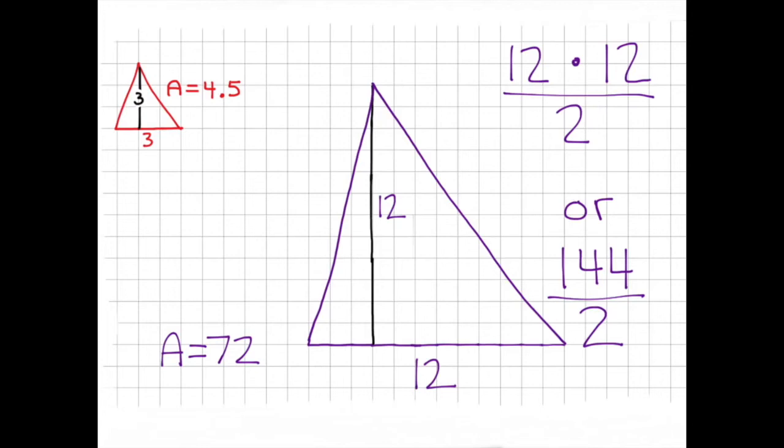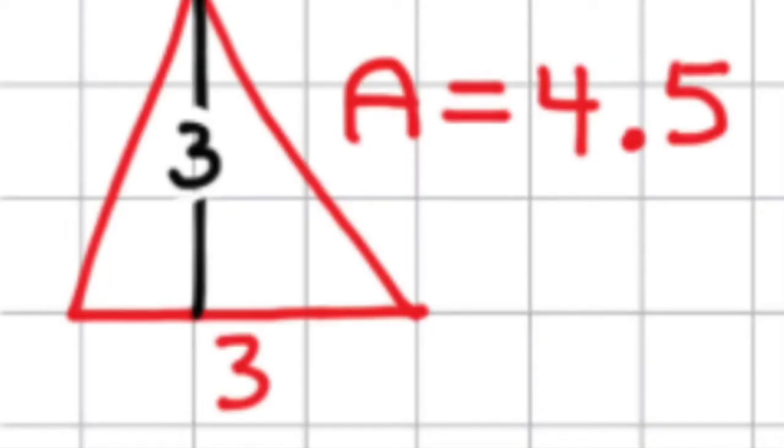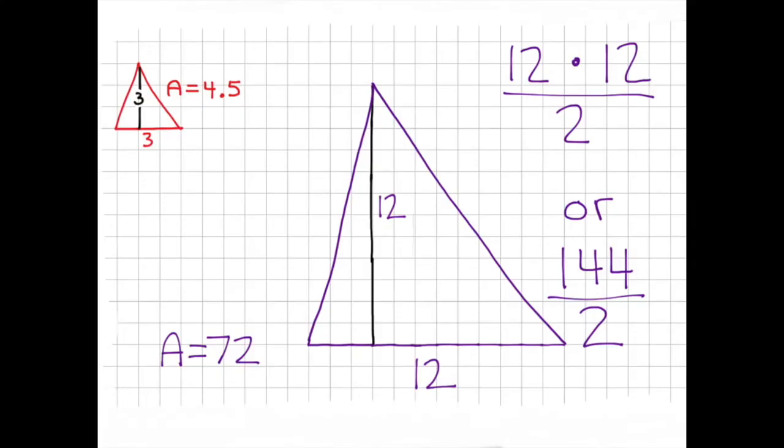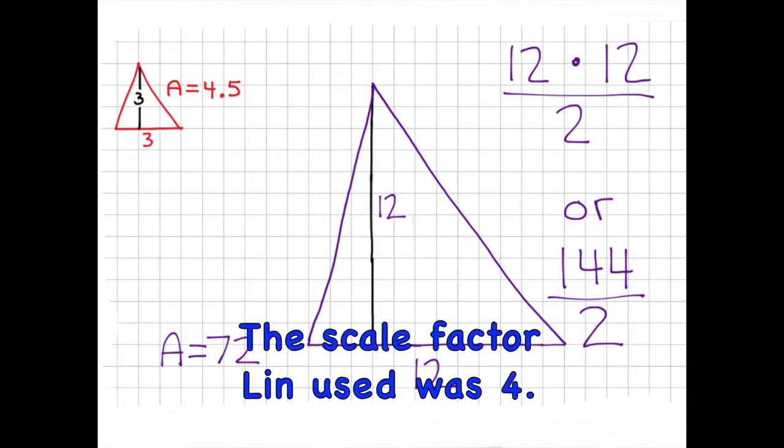So to figure out the scale factor, I'm going to compare the base of Triangle A with the base of Lynn's scaled copy. The base of Triangle A is 3. And the base of Lynn's scaled copy is 12. 12 is exactly 4 times greater than 3. So the scale factor that Lynn used was 4.